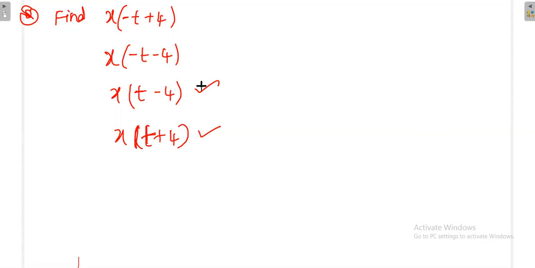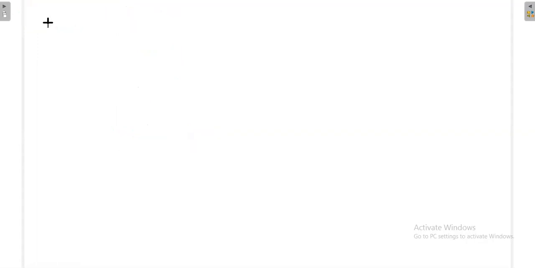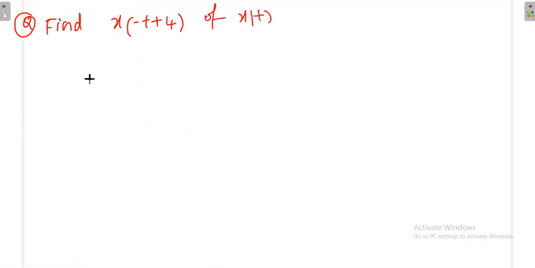The first one is x of minus t plus 4. Find x of minus t plus 4 for the given x of t. x of t is already given. Say this is like this.